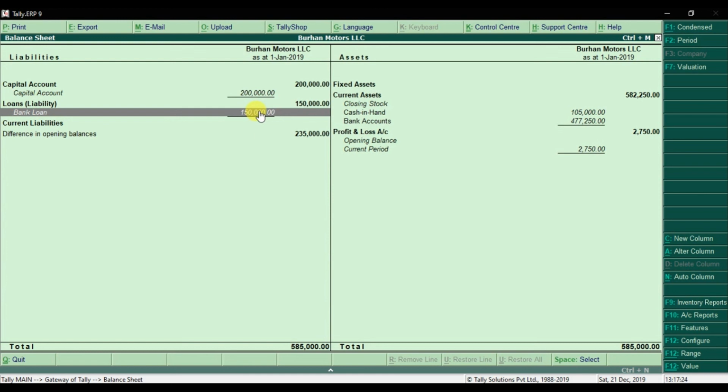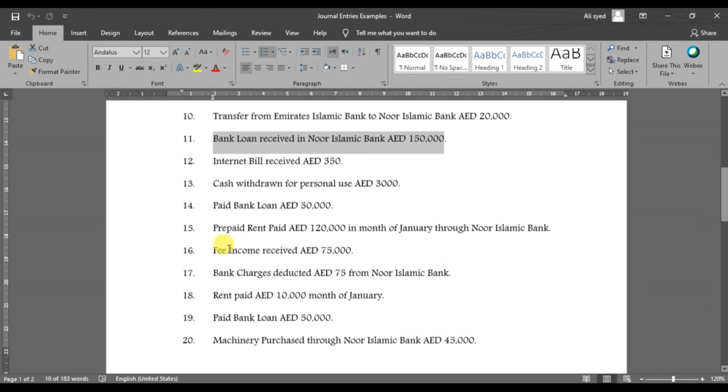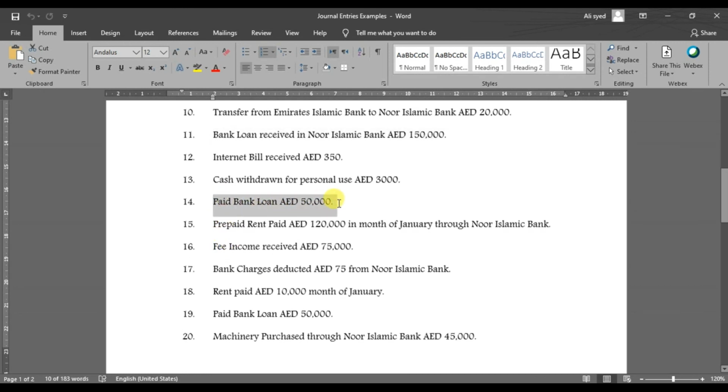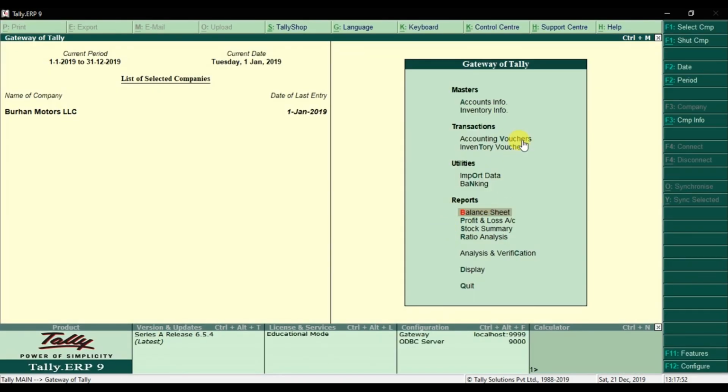Clear? Yeah. Right? Now that is entry number 11. But here in entry number 14, we are paying the bank loan back. Okay. 50,000, let's suppose first installment we are paying, right? So that is a payment, because you are paying, right? You are paying 50,000 bank loan. Okay, so what is that entry now? We credit the bank and we debit the loan.